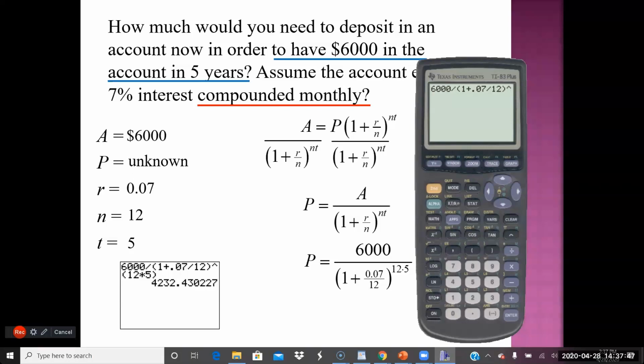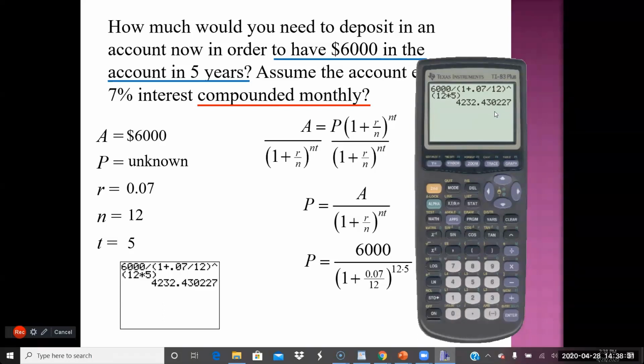And then I'm going to have 12 times 5. Now I know 12 times 5 is 60, but you may not always know. Let's say this were every day, 365 times a year times 5. Then I'd want to have the calculator do that for me. So I'll put that whole thing in parentheses. You must put this part in parentheses. So 12 times 5, in parentheses, okay? So that's what I have. So then in order to have 6,000 in the account in 5 years, I would have had to put in $4,232.43.